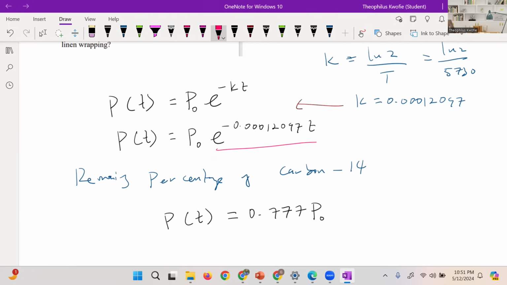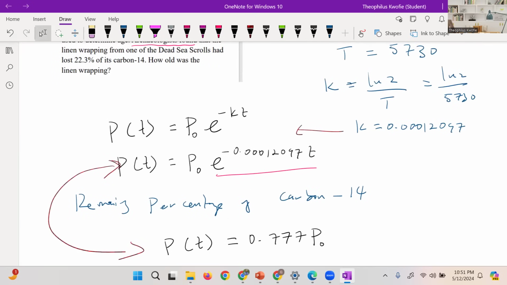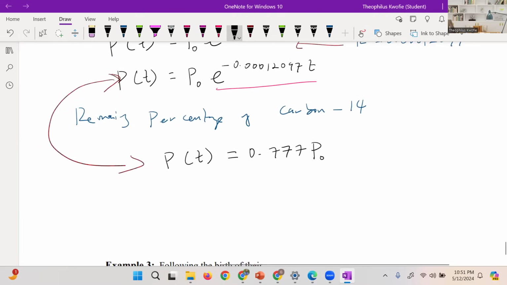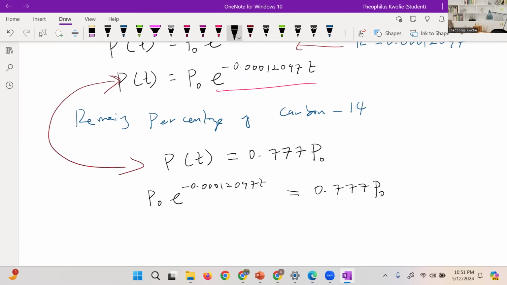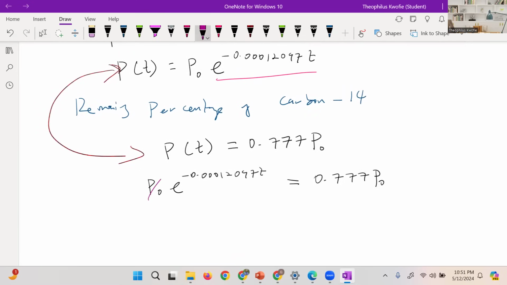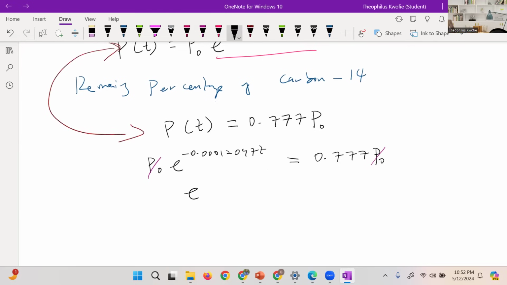So now, since we have these two, what we are going to do is equate them together, so that we can determine the age of the linen wrapping. Okay, good. So let's take notes. By equating them together, we're going to have P naught e to the power minus 0.00012097 T to be equal to 0.777 P naught. Okay? So you can see that the P naught can cancel easily. So you can just cancel them right away. So we are left with only this to solve. Is that okay?